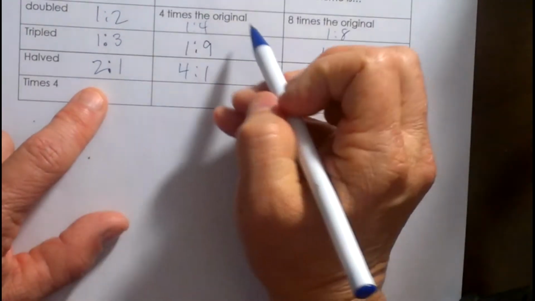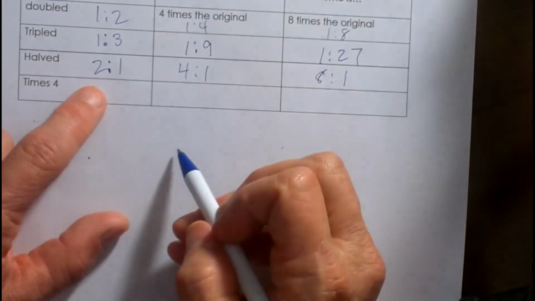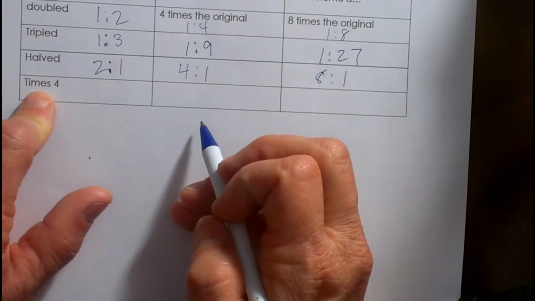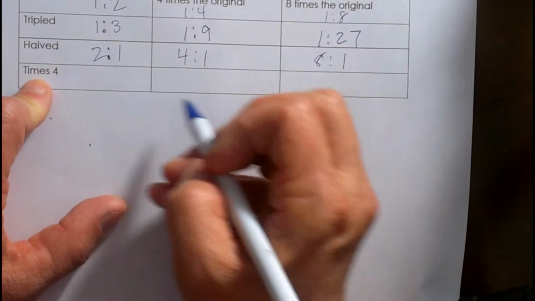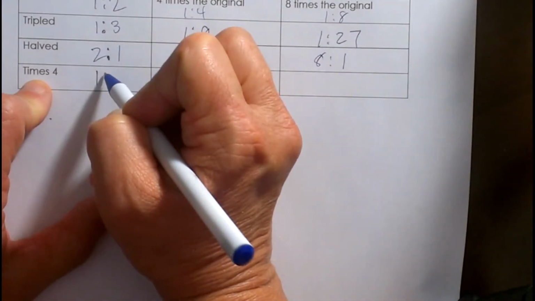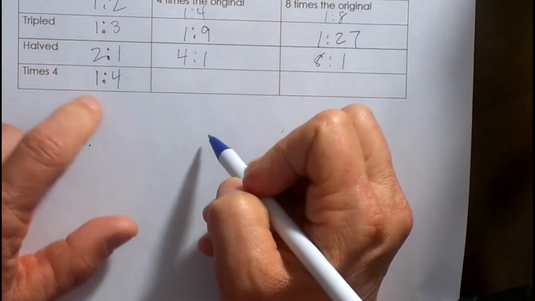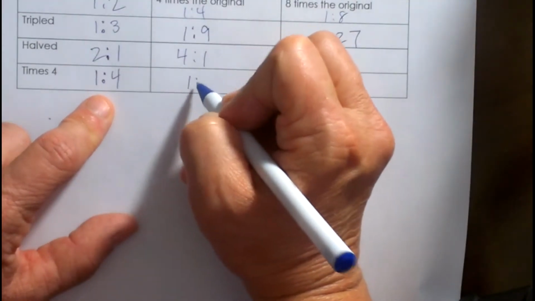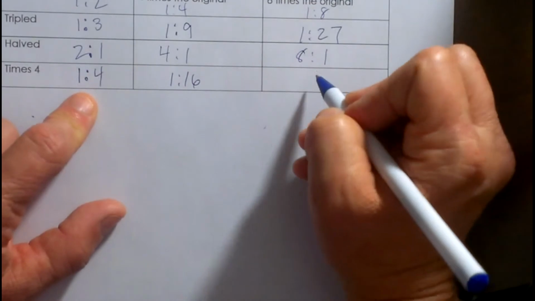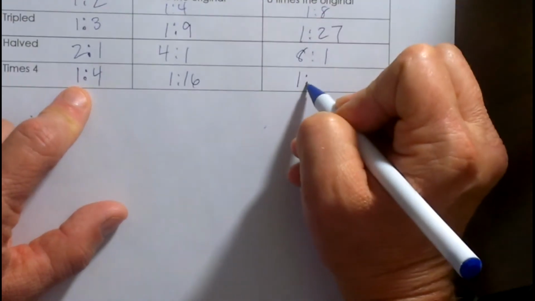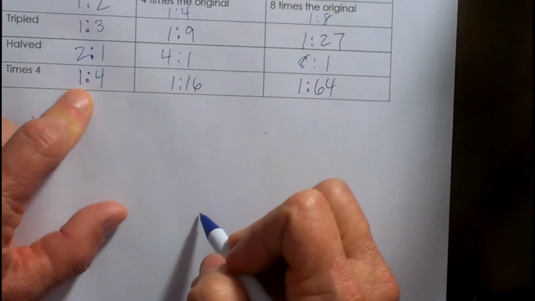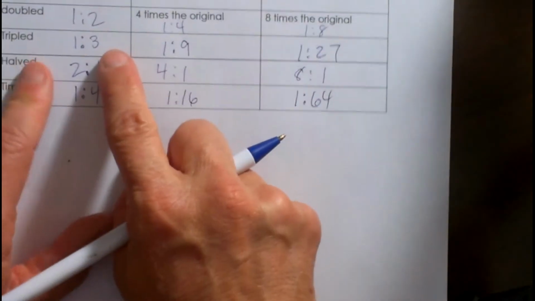So what happens to the surface area? Oh, well, let's go back and we'll talk about this in a second. And if it's 4 times as big, okay, if it's 4 times bigger, that's a 1 to what? 4 relationship. So that would be 1 to 16 for the surface area. And then this would be 1 to what? 64. Okay, so let's go back and talk about what would happen.